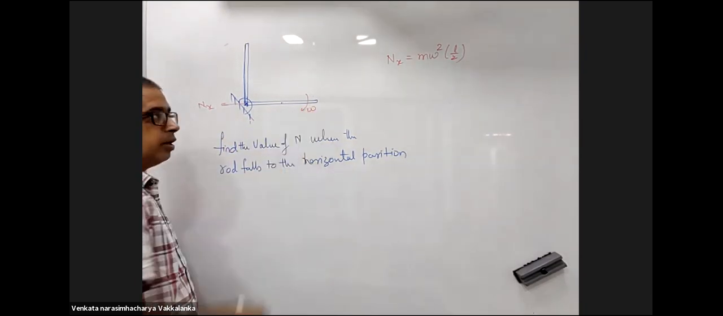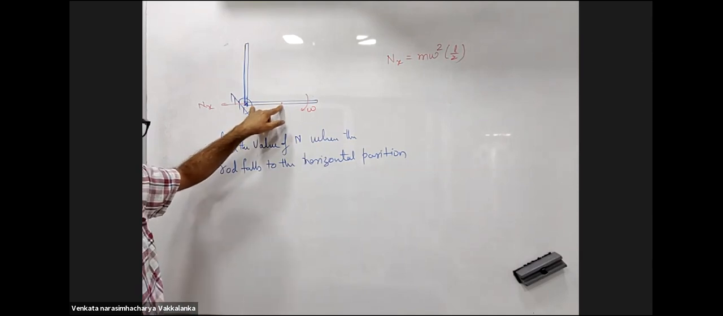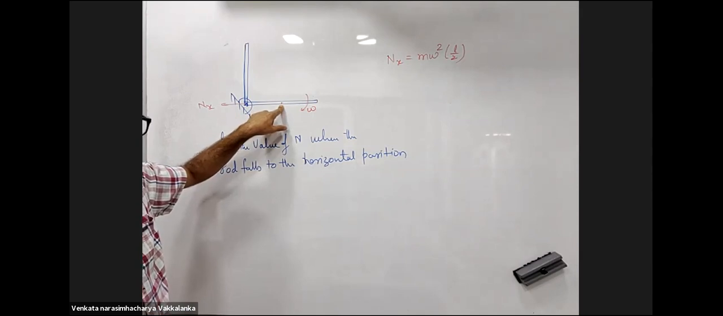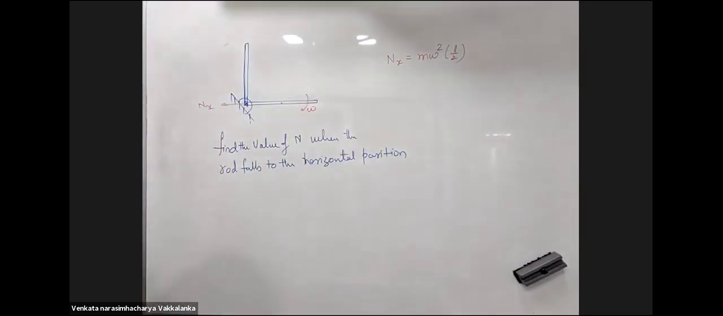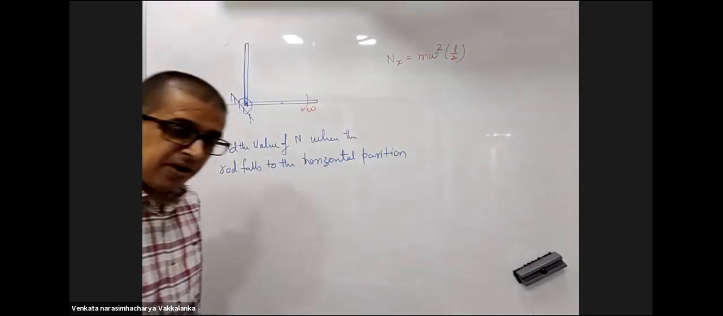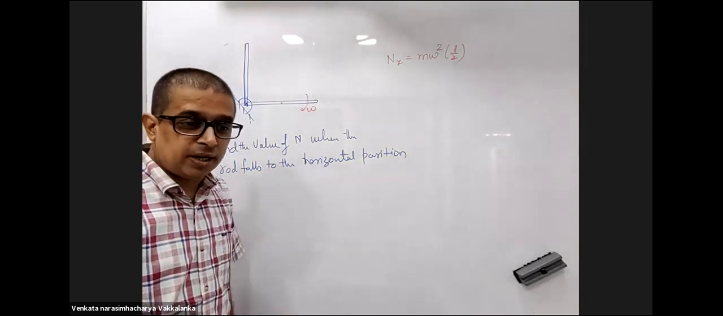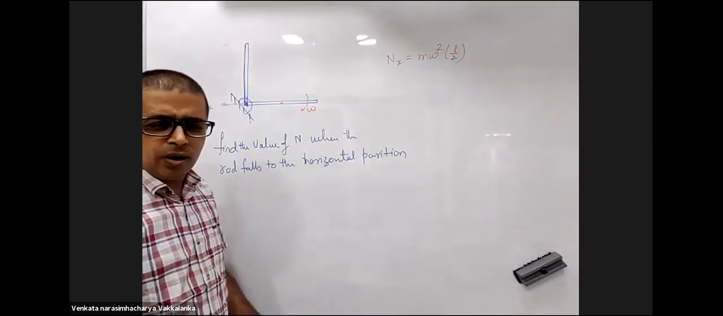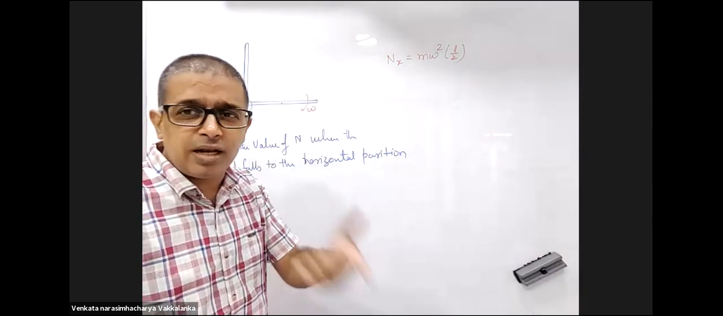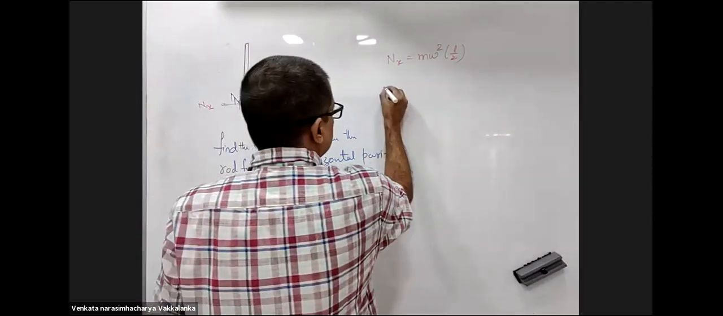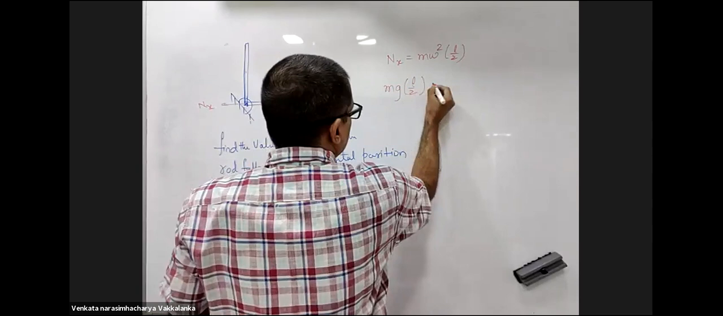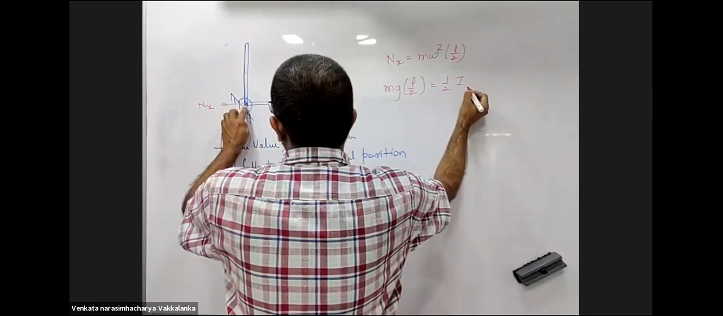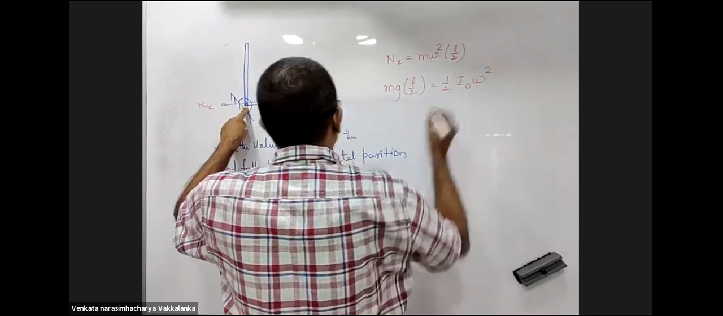Omega of the rod, L by 2, whole of the mass appears to be concentrated at the center. Yes, sir. Right? If I can tell you omega, half my job is done. I have calculated Nx. How do I calculate omega? Loss in potential energy is gain in kinetic energy. mg L by 2 is equal to half I about the hinge into omega square.